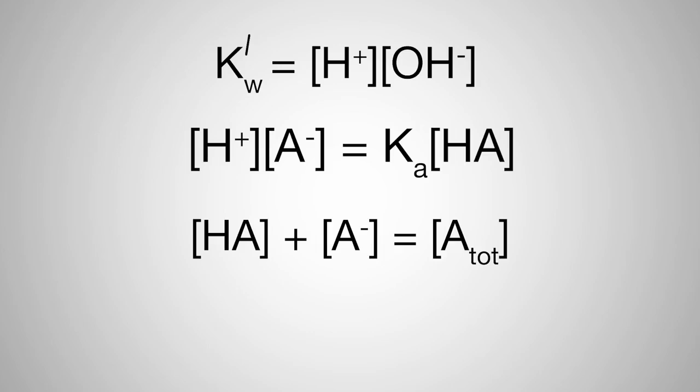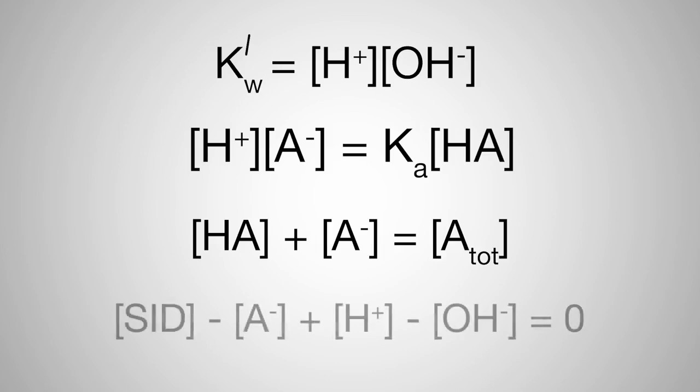And finally, we have the fourth equation, which is electrical neutrality. And this has been changed because we now have the weak anion A minus. So it now reads SiD plus hydrogen ion concentration minus hydroxyl ion concentration minus A minus concentration is equal to 0. Note that SiD is just our net concentration of strong ions and is designated SiD in square brackets. You may want to think about what the effect is of adding a weak base.